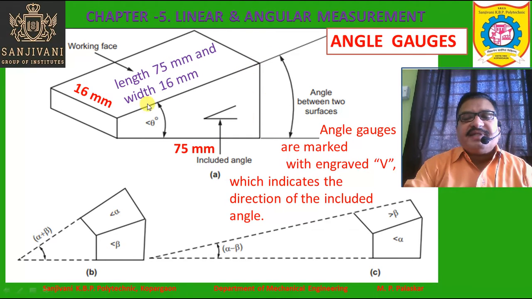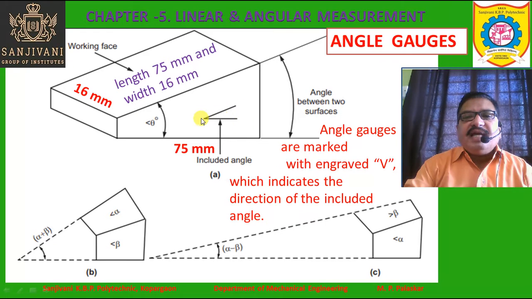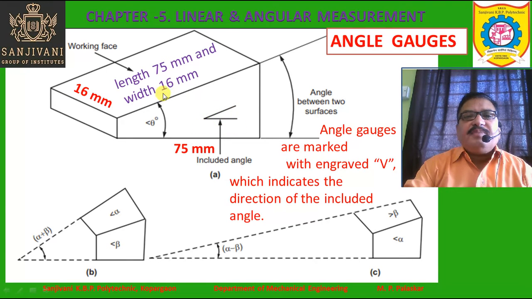Which is the measuring surface? So how to know which is the measuring surface? This particular V which is engraved helps us to know the direction of the included angle. So this V will help us to know the direction of the included angle, and it indicates that this is the included angle. The included angle theta of this particular slip gauge is this one, and that is clear with the help of this V, which is engraved on this particular angle gauge, right?